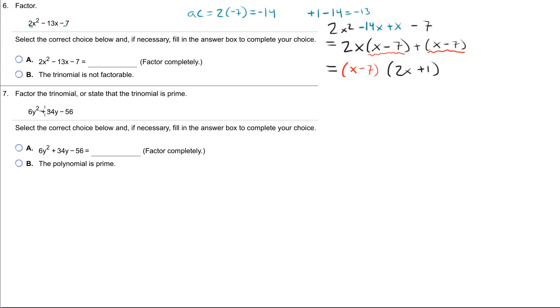Now we've got to factor this trinomial, 6y squared plus 34y minus 56. And I'm going to notice right here that 6 is divisible by 2, as is 34, as is 56. So I'm just going to start by pulling a 2 out of everything. So that's 2 times 3y squared plus 17y minus 28, I believe.